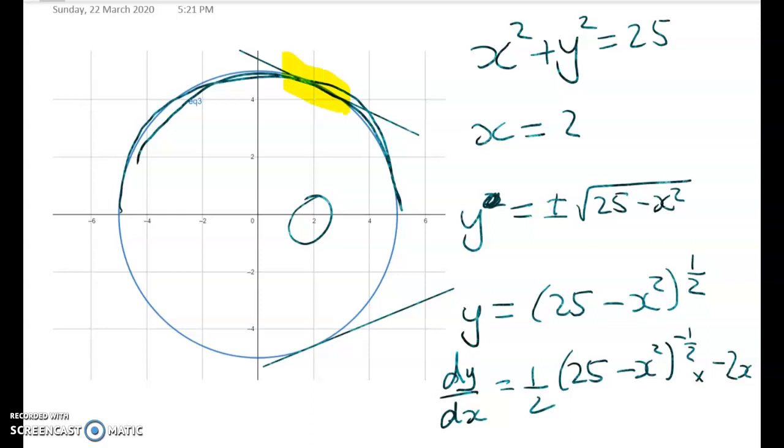And then I have to go and do the thing again for the bottom half. So the other one will have a negative in front of it.